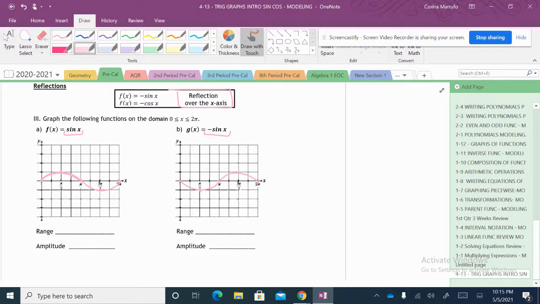Okay, so our range, how low and how high our graph goes. On both of them, the range stays exactly the same. So -1 to +1. Now, since we didn't shift this graph either up or down, our midline stays the same. It's y equals 0. So midline is y equals 0. So then from there, we go from the midline to the peak, and that'll give me my amplitude. So my amplitude here is 1. From the midline to the peak, my amplitude is also 1.